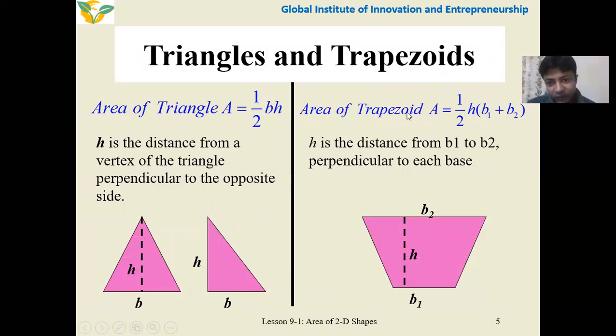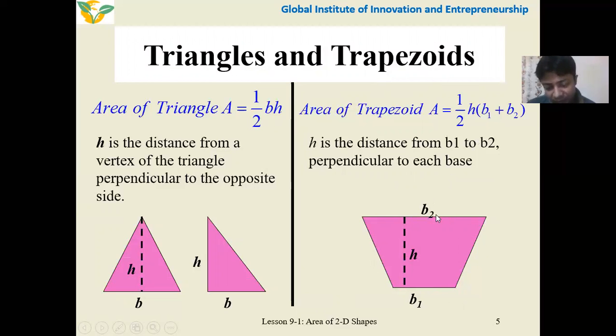So, area of a trapezoid. What is a trapezoid? A trapezoid is a structure which has two parallel sides, and the remaining sides are not parallel. Means these are not parallel. In order to calculate the area of this structure, you have the formula 1 by 2 into height. Height is the distance between two parallel sides.